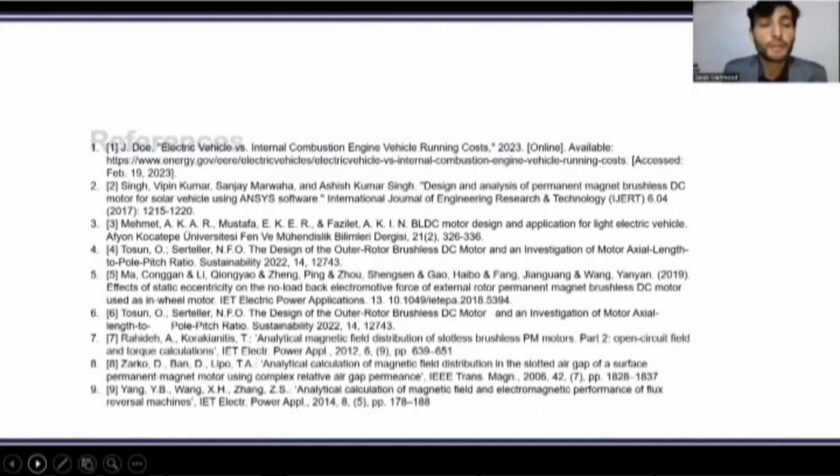So these are some references that we used while accomplishing and modeling our hardware design.